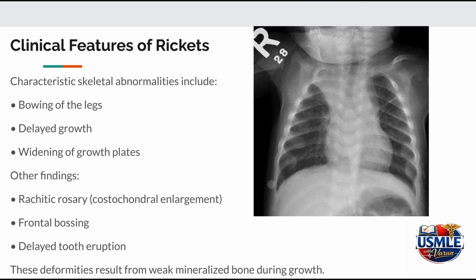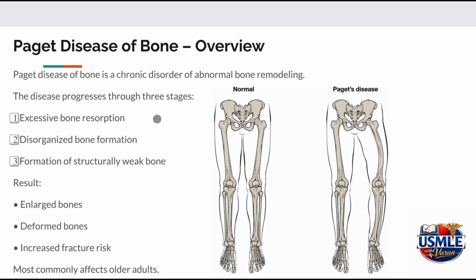These deformities occur because poorly mineralized bone cannot support normal growth. So whenever there's poor mineralization because of reduced vitamin D, which in turn leads to reduced calcium, there's poor bone mineralization, and this will eventually lead to bony deformities.